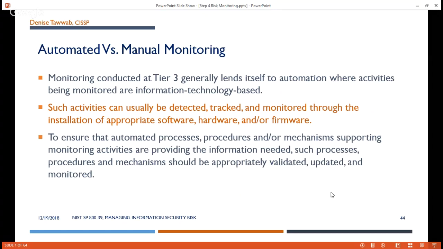Monitoring conducted at tier 3 generally lends itself to automation. So at your system level, automated monitoring activities can occur where activities being monitored are information technology based. Such activities can usually be detected, tracked, and monitored through the installation of appropriate software, hardware, and/or firmware. To ensure that automated processes, procedures, and/or mechanisms supporting monitoring activities are providing the information needed, they should be appropriately validated, updated, and monitored.